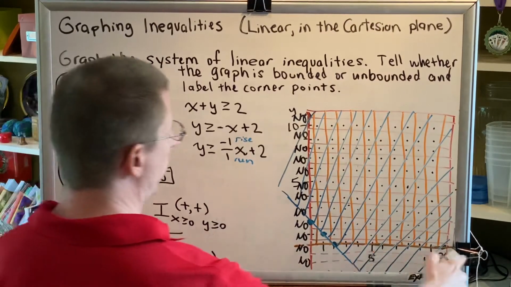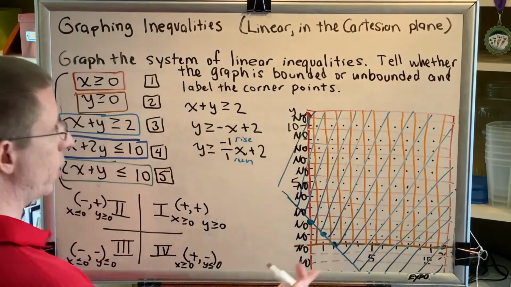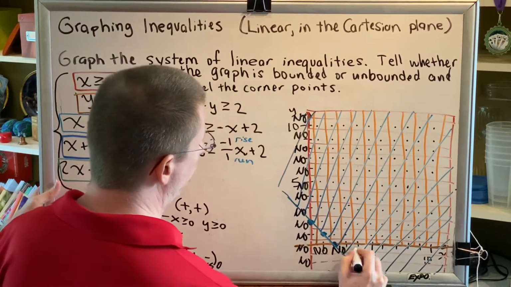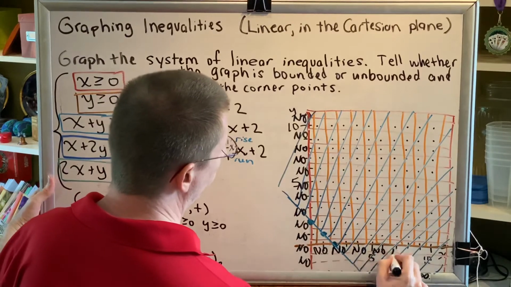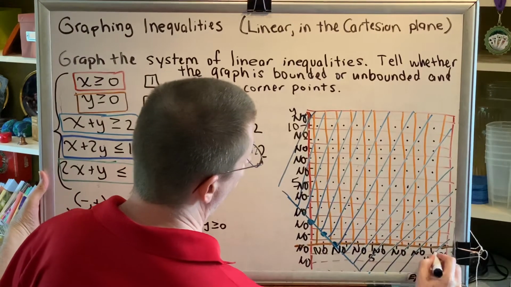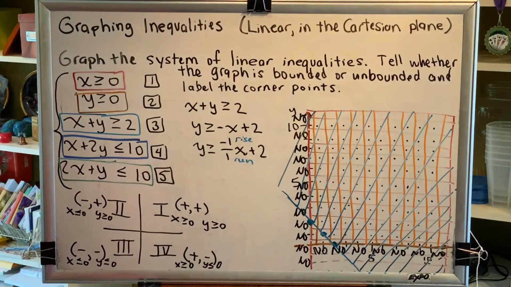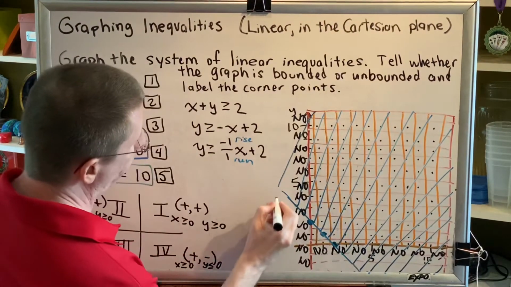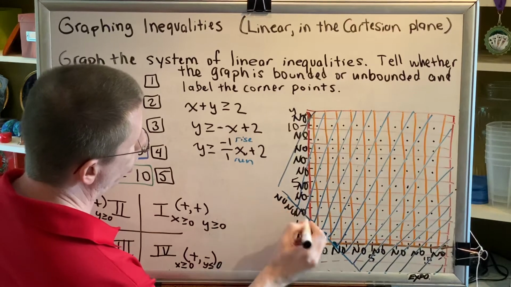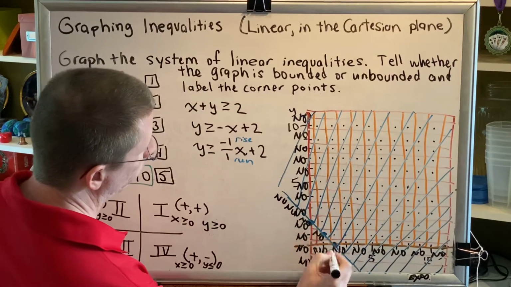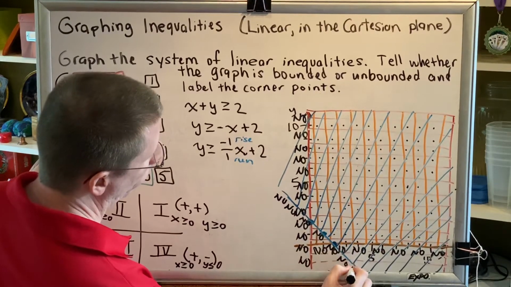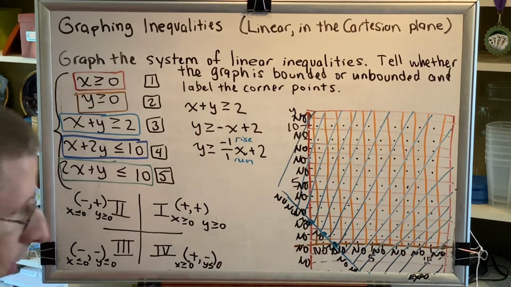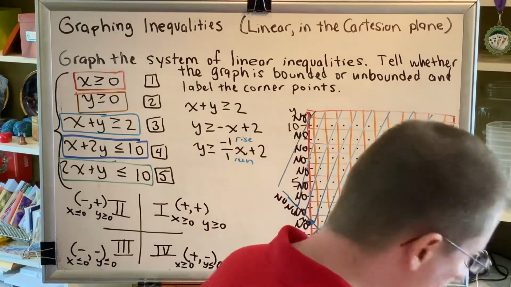And with the orange line, we said that we wanted to shade up, which means we don't want the part that's underneath it. So I'm just going to write no underneath it. And with this light blue line, we shaded up, which means we don't want the part over here. So I'm going to write no there. And we're going to continue this for each of our other lines.